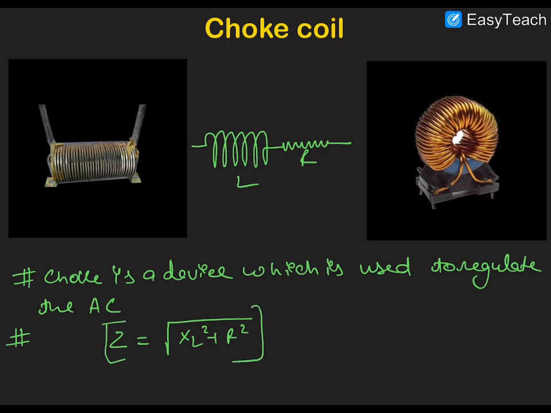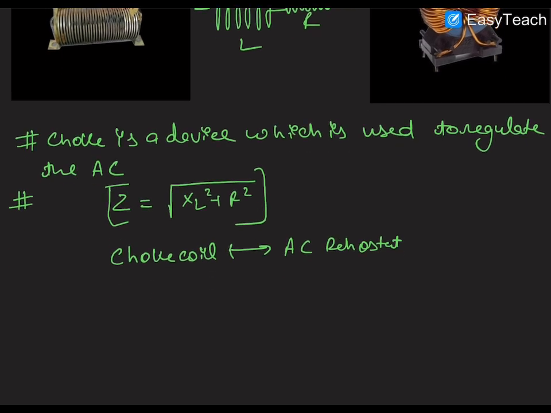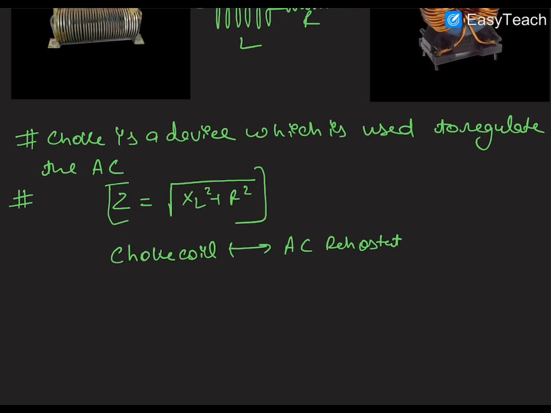We can say that the choke coil is equivalent to an AC rheostat. We can use the equivalent sign. Choke coil is equivalent to AC rheostat, and the rheostat we have already discussed in current electricity, that a rheostat is a device which is used to regulate the DC current.